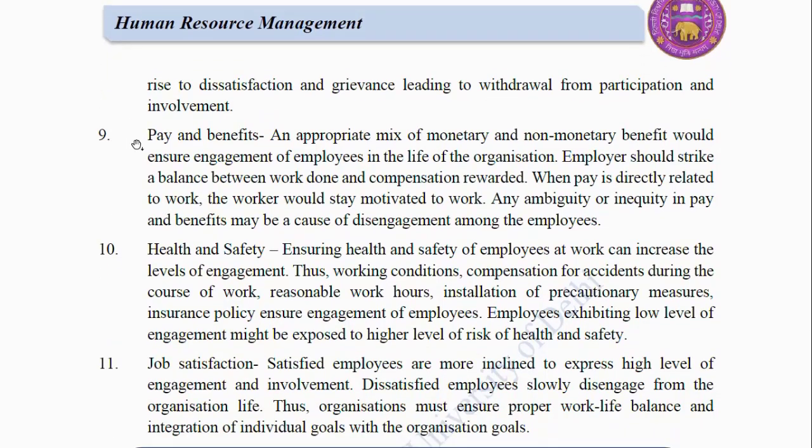Point 9, pay and benefits. An appropriate mix of monetary and non monetary benefits would ensure engagement of employees in the life of the organization.